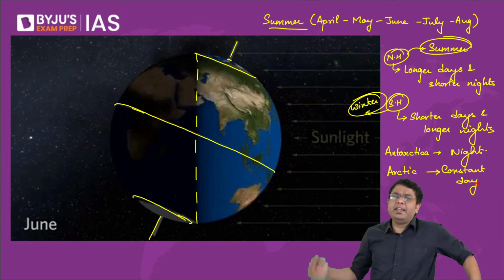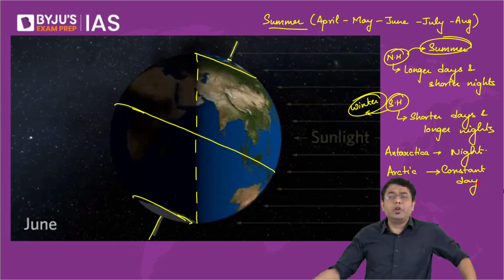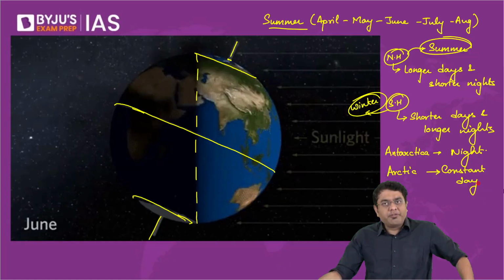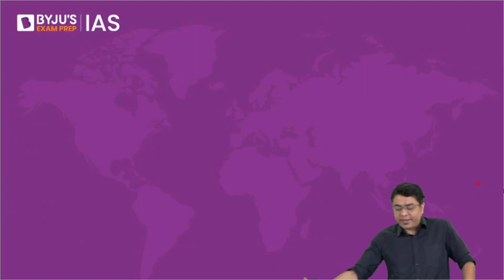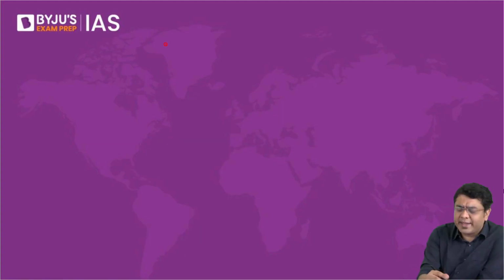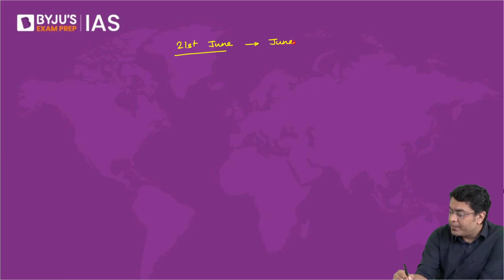Here also, just like the case with the winter solstice, here also you have a condition of solstice which is reached, when is it reached? In June. It is reached on 21st, 22nd of June. That is when you have the June solstice, or what is also referred to as the summer solstice. So 21st June, that is what is considered to be the June solstice or summer solstice.